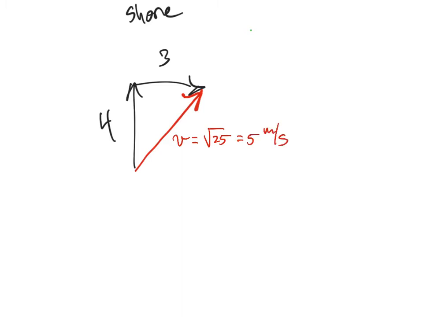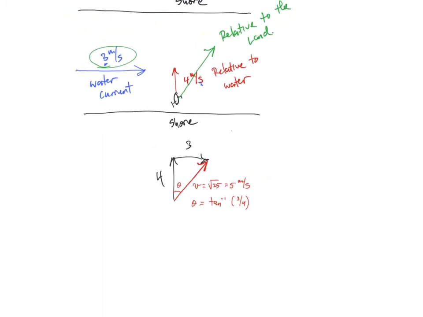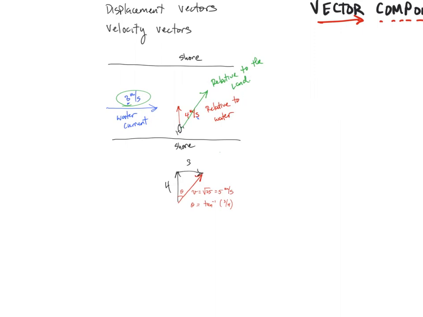So that's the speed. And then I can use my sine, cosine, tangent in order to figure out the angle. I'm going to figure out this angle right here, and I can say that this angle, theta, is equal to the inverse tangent of 3 over 4. And use your calculator to figure out what that is. So that's all just to say that the same stuff we talked about last video can be applied to velocity vectors in addition to displacement vectors. In fact, it can be used for any vector.